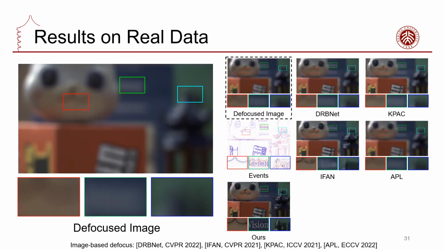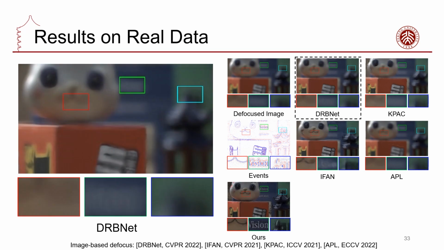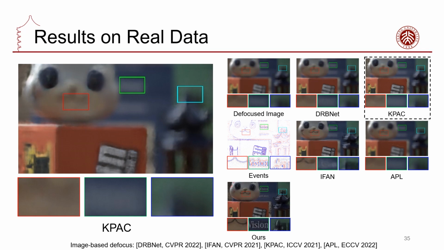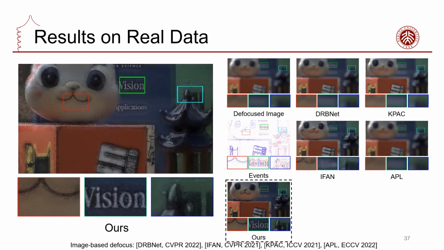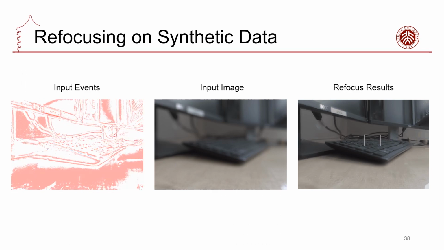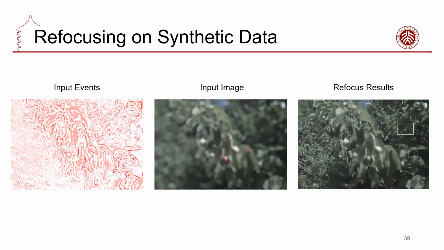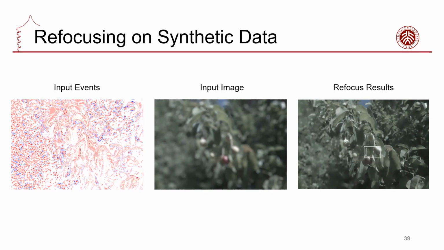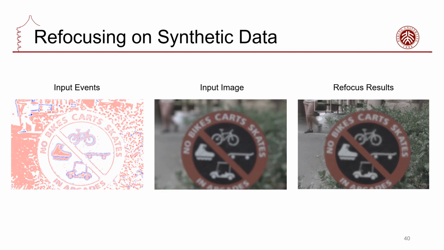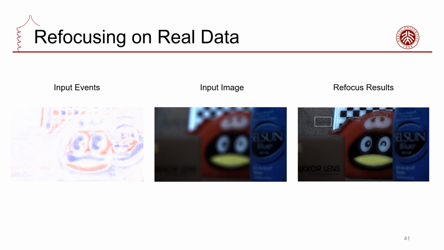Here are some results on real data. Our method recovers sharp edges compared to other methods. Here are some refocus demos on synthetic data. By using the event focal stacks, the input images are refocused so that the patches in the white boxes are most in focus. Here are some refocus demos on real data.